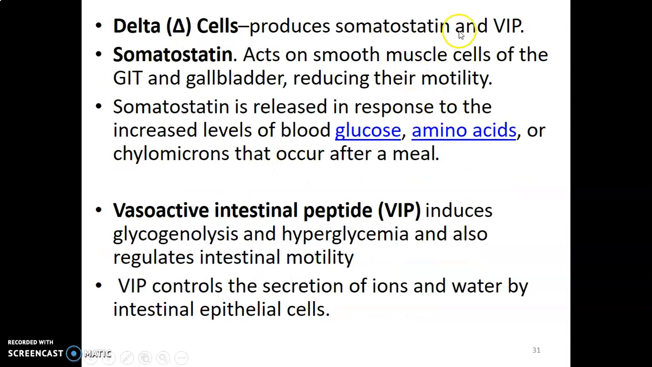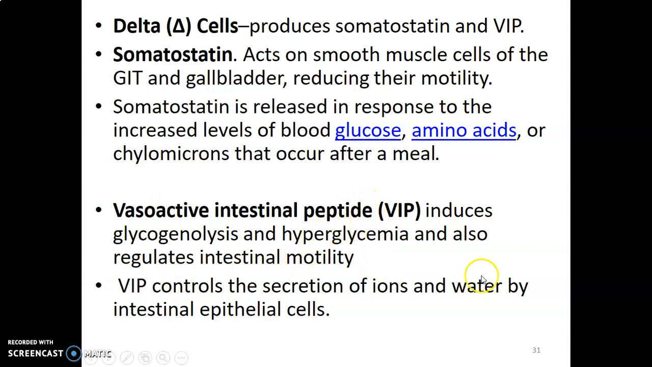Delta cells produce somatostatin and vasoactive intestinal peptides. Somatostatin acts on smooth muscles of the GIT and gallbladder and reduces their motility. So somatostatin is inhibitory to the GI. It's released in response to increased levels of blood glucose, amino acids, or chylomicrons that occur after a meal. So after a meal, all this glucose and amino acids will be increased, so somatostatin will be released.